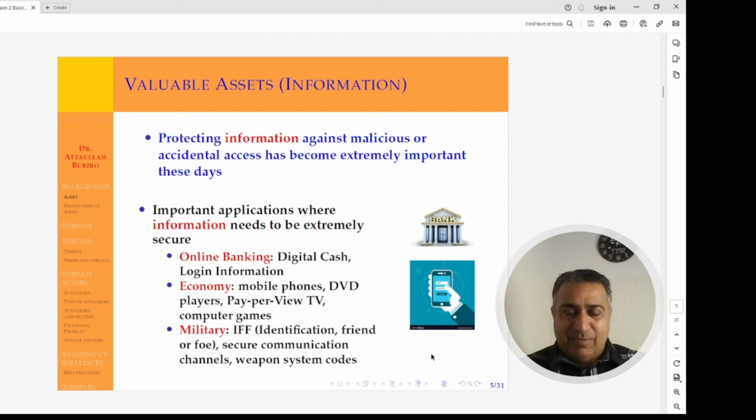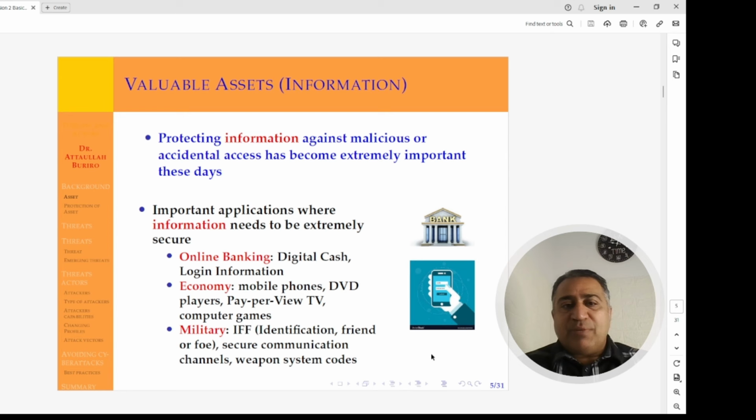For us in cybersecurity, the valuable asset is information. Okay, so the main target will be to protect information against malicious or accidental access. Mind you, this hack or this attack sometimes happens due to the malicious activities of the hacker. Sometimes due to some accidental access, it could also be possible.